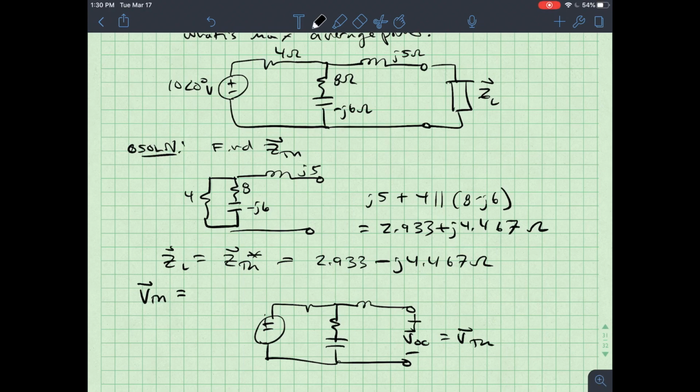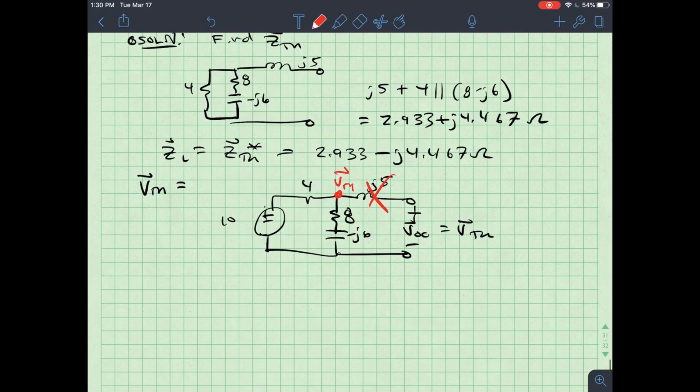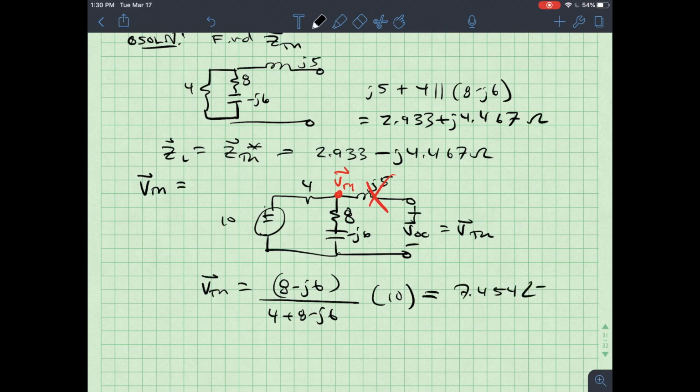This is 10, 4, 8 minus j6, and that's j5. Now, because that is an open circuit, there is zero current going through it, so j5 has no voltage drop across it, so V Thevenin must live right there. So I can just use voltage division. V Thevenin is just equal to 8 minus j6, that's the impedances I care about, over 4 plus 8 minus j6 multiplied by 10, which is 7.454 angle negative 10.32 degrees.